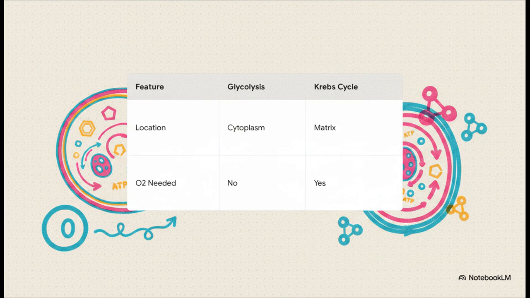Notice the locations. Glycolysis happens out in the cytoplasm, while the Krebs cycle takes place deep inside the mitochondrial matrix. Look at the oxygen requirements. Glycolysis is strictly anaerobic, meaning it needs zero oxygen, whereas the Krebs cycle is aerobic. Glycolysis starts with a 6-carbon glucose molecule and yields a direct net of 2 ATP.